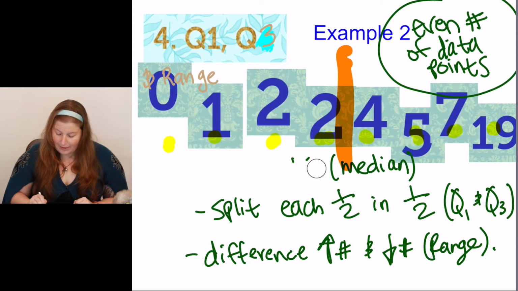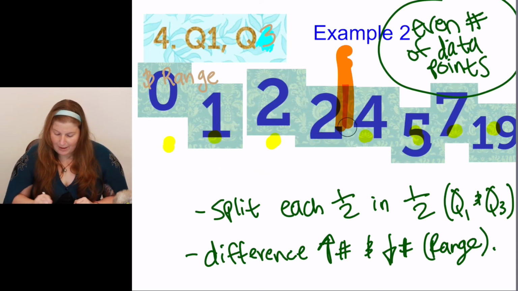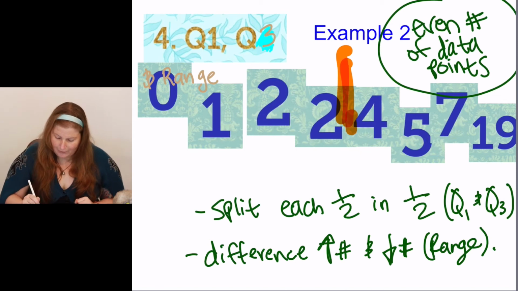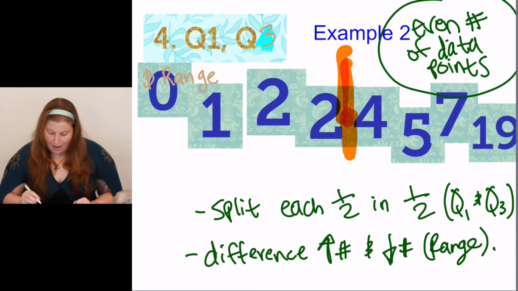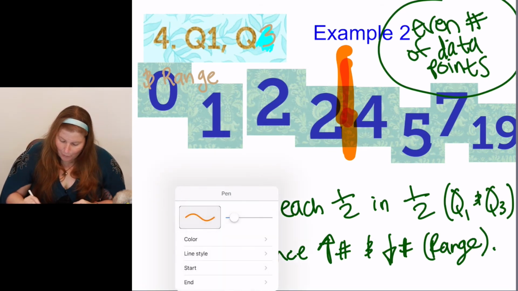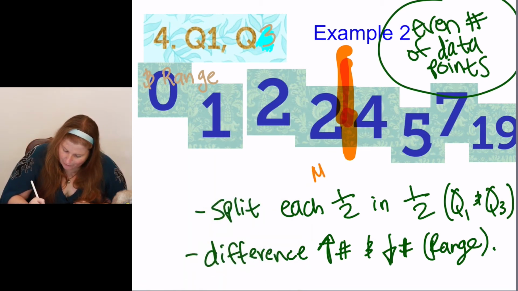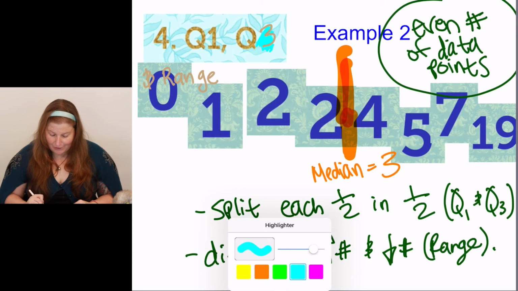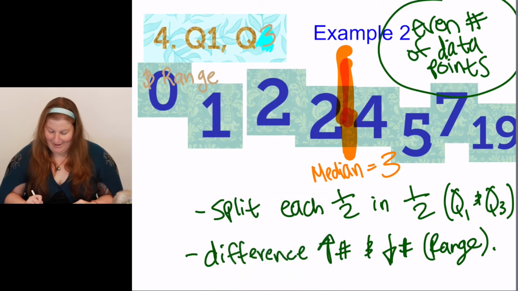So check your work, and when finding the median, if you split the numbers in half like this, we know that the median would be the average of 2 and 4, or 3. Hopefully you drew the line between the 2 and the 4, and the median is the average of that, or 3. The next thing that I asked you to do was to split each half in half.